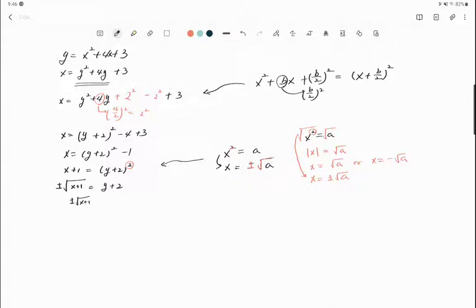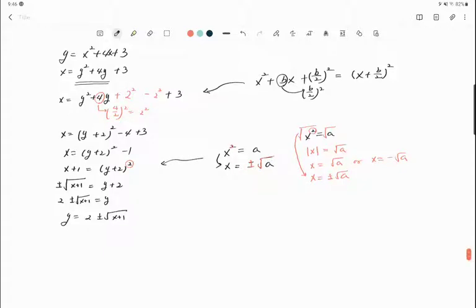Okay, let's move 2 to the other side, equals y. So y equals 2 plus or minus the square root of x plus 1, right? And then the inverse, so f inverse of x. Finally, the inverse is 2 plus or minus the square root of x plus 1.